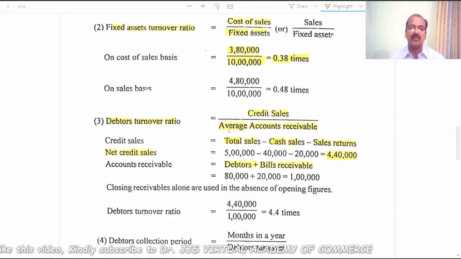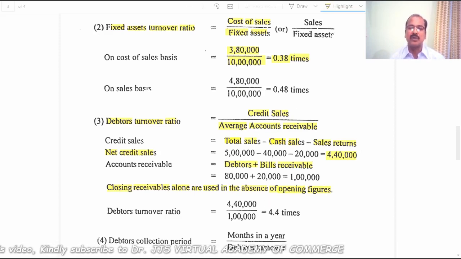But in this problem, you don't find the opening accounts receivable. Perhaps you are given only the closing debtors and closing bills receivable. Therefore, you can change the formula according to the convenience here. So, what is the formula for this problem? Credit sales divided by closing accounts receivable.